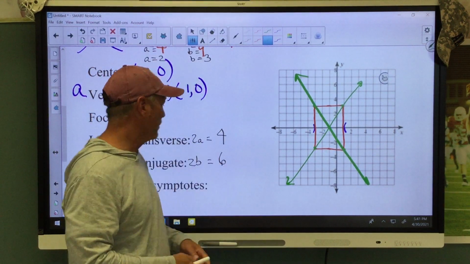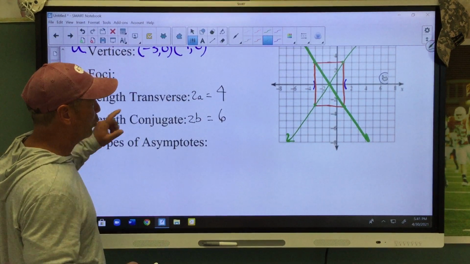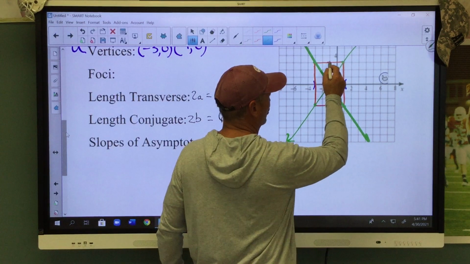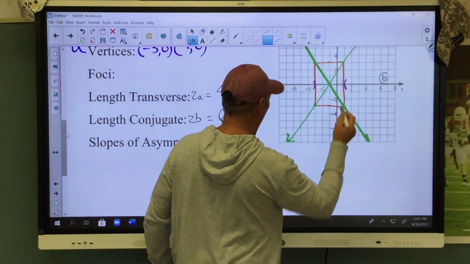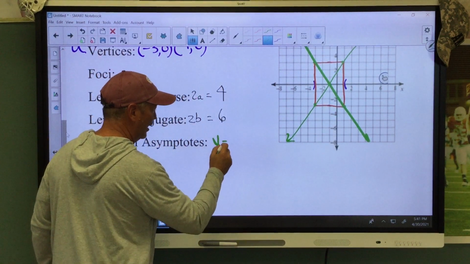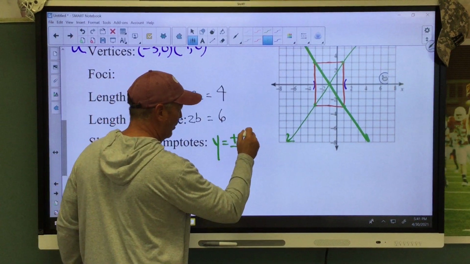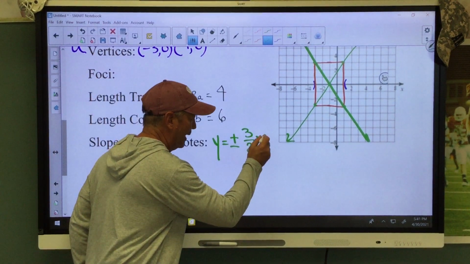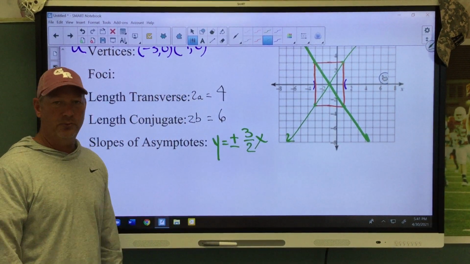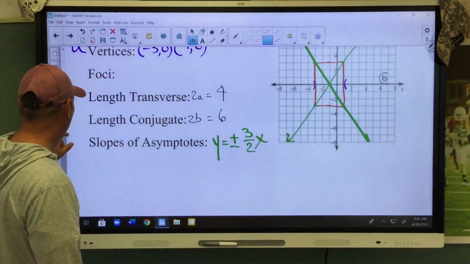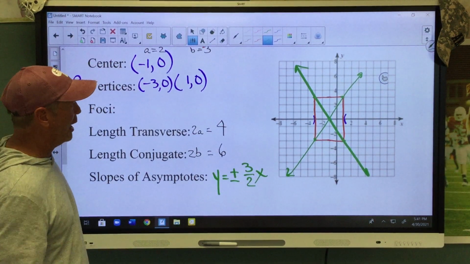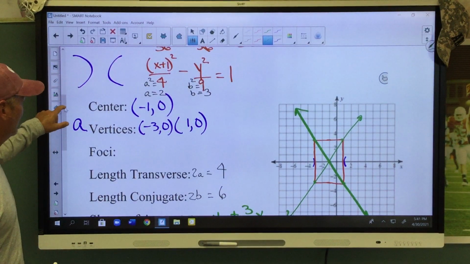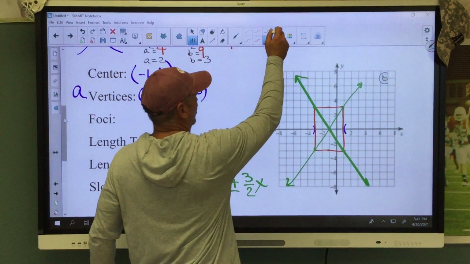So we're going to write that equation. We're going to want the slopes. And remember, it's rise over run. So we're going to go up 1, 2, 3 over 2. So we're going to say that y equals positive or negative 3 over 2 x. I'd like you to put a little x there, but those are the slopes of your asymptotes. Okay? We're going to finish out our graph. We're going to draw our hyperbola. Remember, we said which way? It's going to open up left and right.